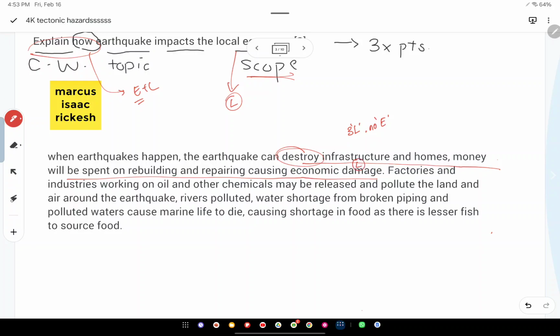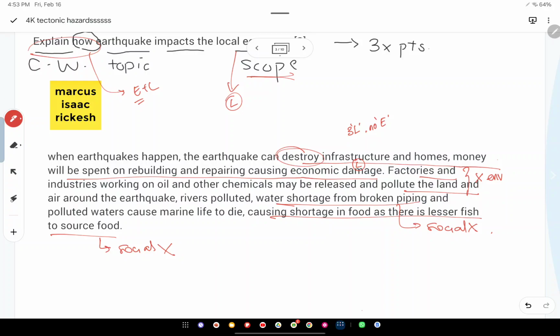This is one L. Right? The factory being destroyed, then pollute the land. Actually, this one is not even a relevant L. This one is environment. Right? Water shortage from broken piping. This one is social. Then shortage of food, there's lesser fish to source for food. This one is social. So not relevant. There is one L though.